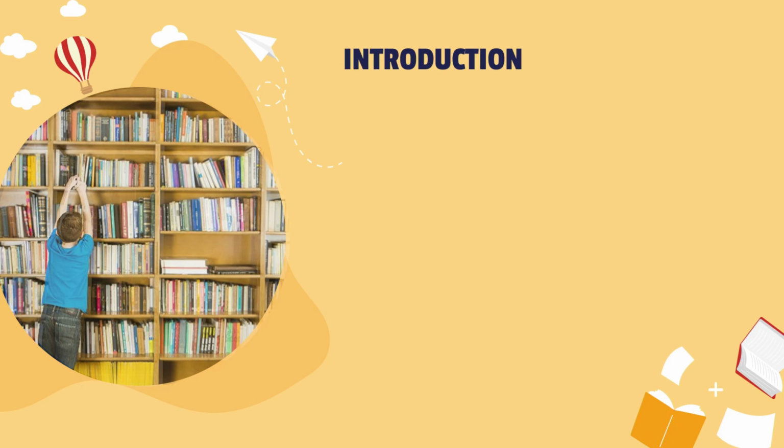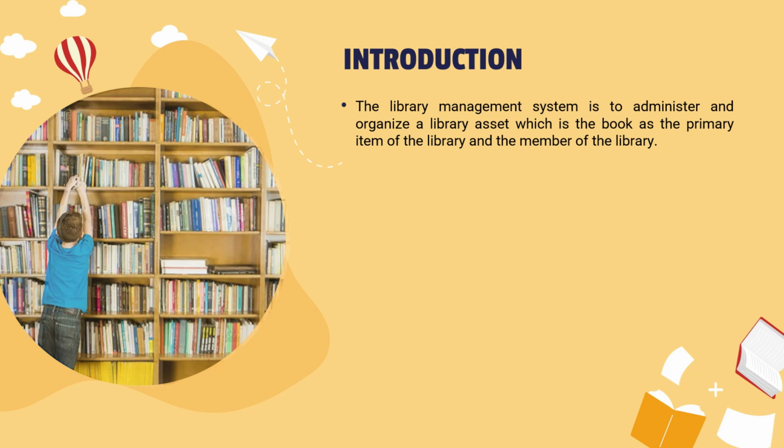First of all, I would like to brief you about the library management system. What is the library management system? The library management system is to administer and organize a library asset, which is the book as the primary item of the library and the member of library.